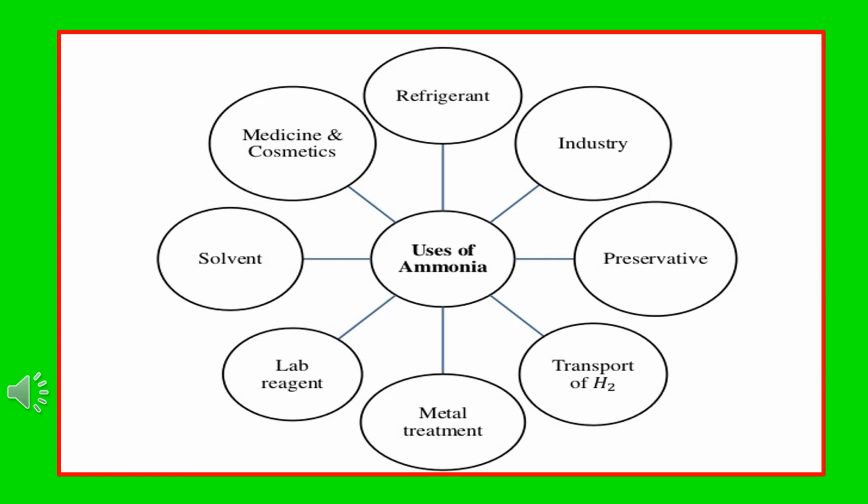Here is the picture which shows the uses of ammonia in various fields. That is, ammonia is used as a refrigerant, it is used in industry, and it is used as a preservative. Ammonia is used for the transport of hydrogen, it is a good laboratory reagent, it is also a good solvent, and it is also used in medicine and the cosmetics industry. So these are some important uses of ammonia.